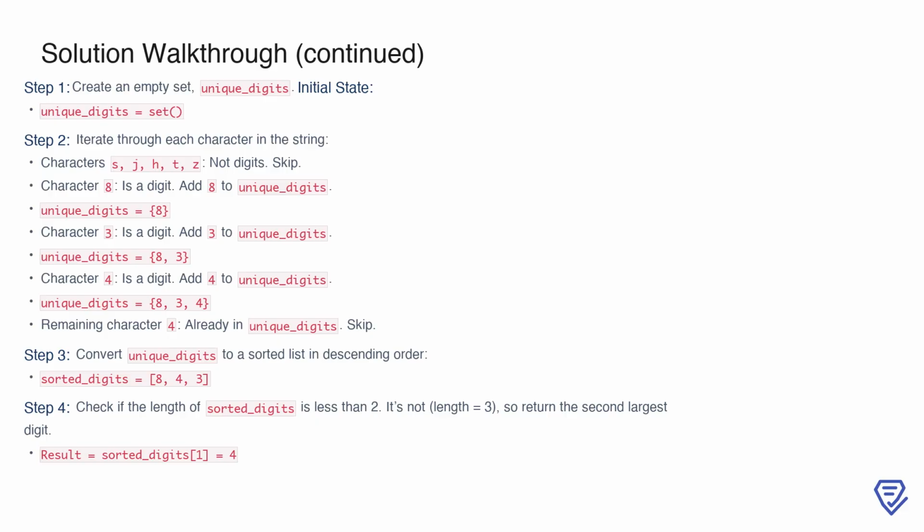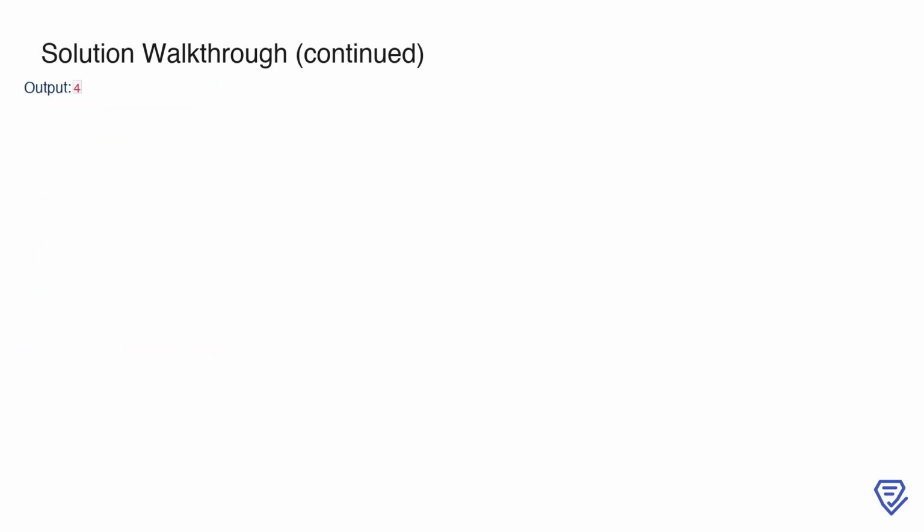We then sort this set in descending order to get the list 8, 4, 3. Since the list has more than one element, we can access the second largest digit, which is 4. This becomes our result. Finally, for the input string SJHTZ8344, the second largest digit is 4, which we return as the output. With this, we've completed the solution walkthrough for all 3 examples.